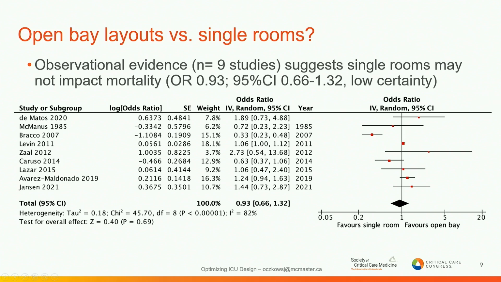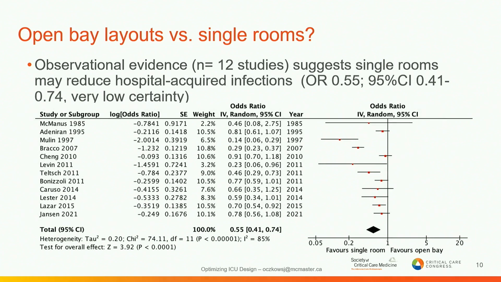But when you actually look at hospital-acquired infections, there's a clear signal that single patient rooms result in fewer hospital-acquired infections. Again, it seems obvious, but when you think about it, if you have hand washing, if you have staff being very cautious, open bay layouts can have very excellent infection control processes, but the evidence would suggest that the single patient room is really the way to go in terms of preventing infections.